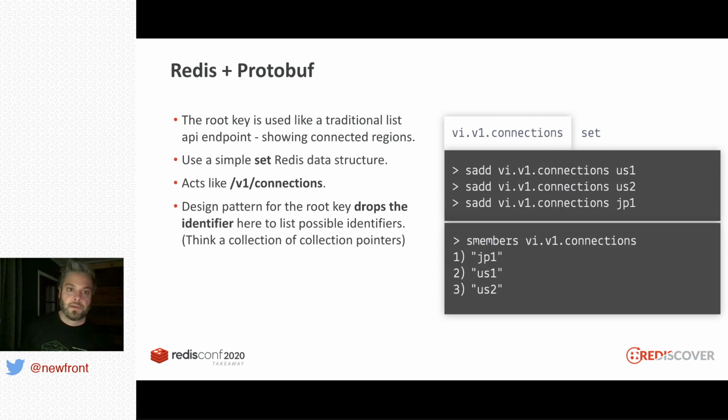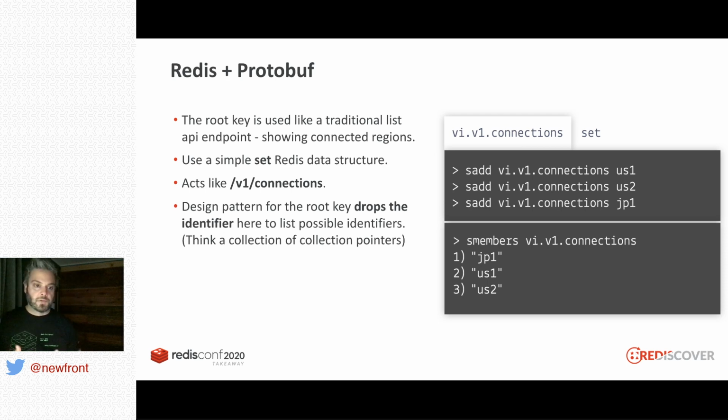So we have connections. So we have a root key. And I said before that the identifier within our key space pattern is optional. So in the case of VI v1 connections, this is encapsulating all connections globally. So we had those points of presence across the globe. Connections would say, we have all these different pops, points of presence.